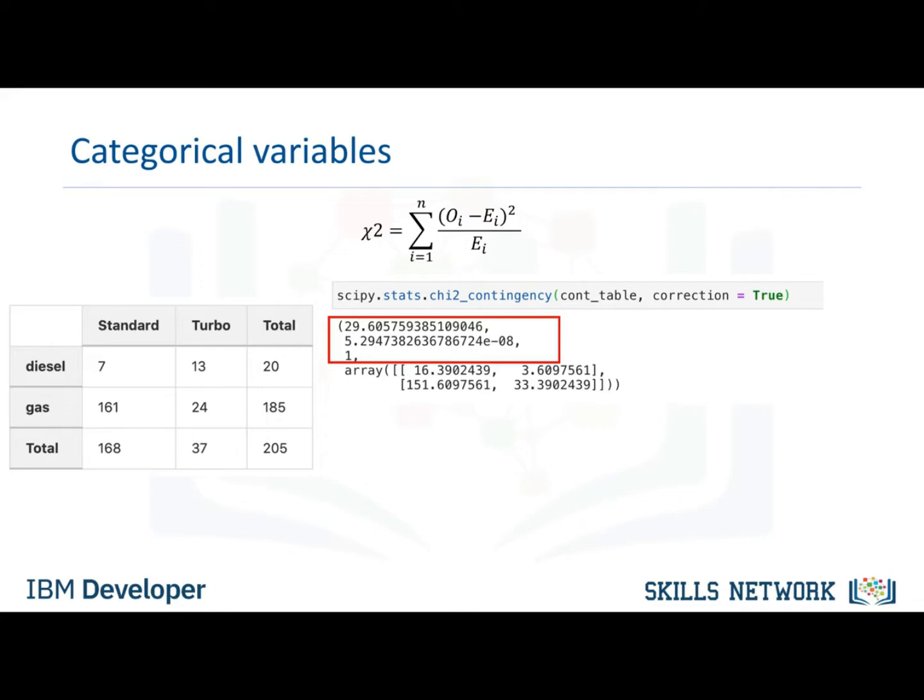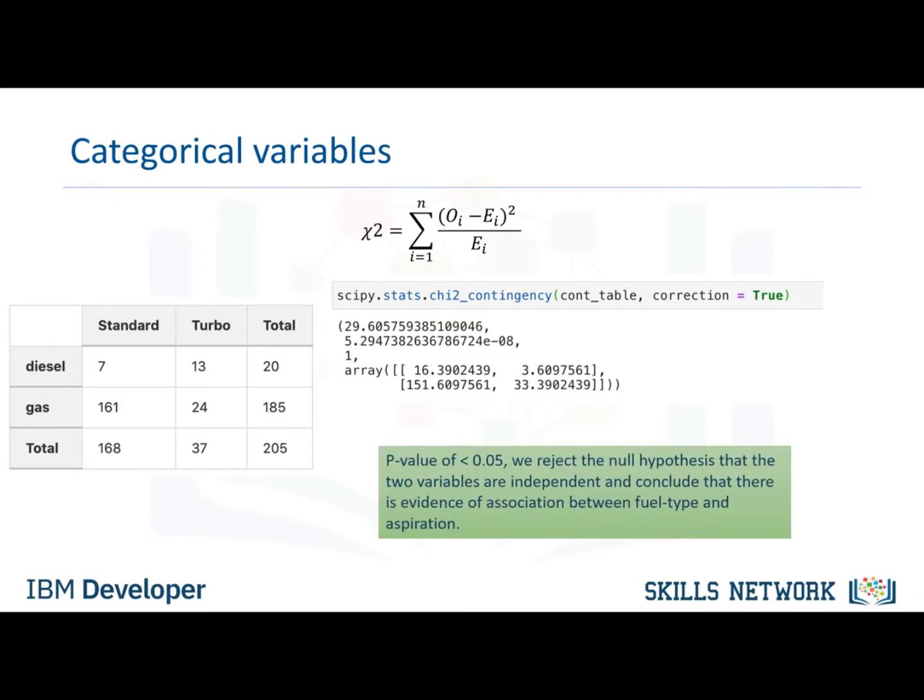Python will give the exact p-value. We can see the same results as in our previous slides. It also prints out the expected values, which we also calculated by hand. Since the p-value is close to 0, we reject the null hypothesis that the two variables are independent, and conclude that there is evidence of association between fuel type and aspiration.